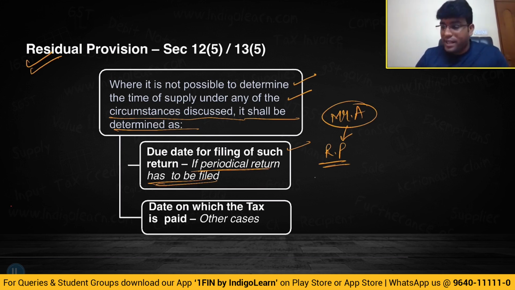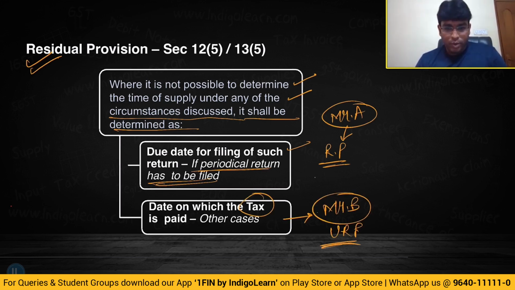In that case, what they said is the date on which tax is paid. Are you able to see the screen? So the date on which tax is paid, that only becomes the time of supply. Are we getting clarity, everybody? So the residual provision says, if he is required to file a periodical return, then the time of supply will be the due date of such return. And if a periodical return is not required, then the time of supply will be the date on which tax is paid.